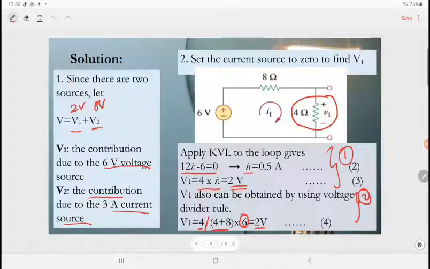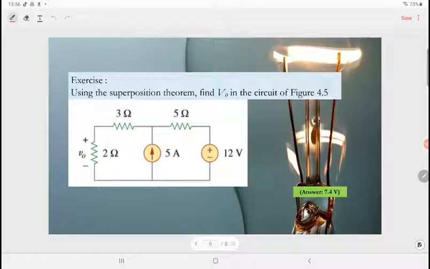Alright, so for today's class, I want you to do this exercise as your proof of attendance for today's class.